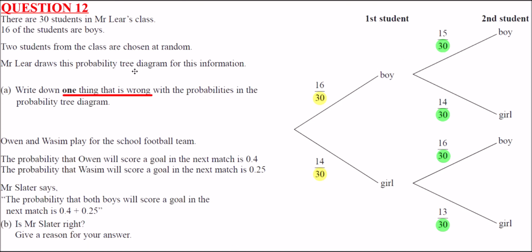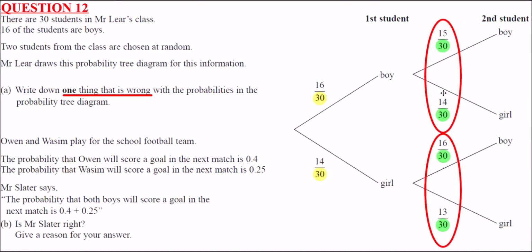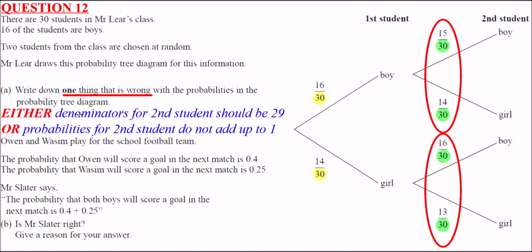Another thing we could say is that if we look at these 2 branches here, they should always add up to 1. 15 over 30 plus 13 over 30 doesn't equal a whole unit. That gives us 29 over 30. Same here. So we could either say these ones I've circled in red don't add up to 1, or you could just say that the second denominators need to be 29 and not 30. So either denominators for second student should be 29, or you could say the probabilities for the second student don't add up to 1.